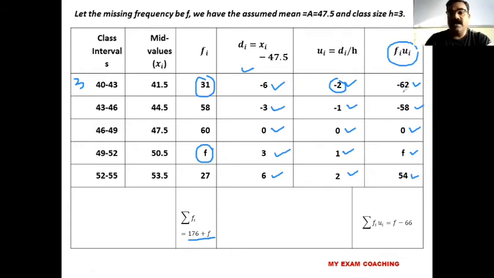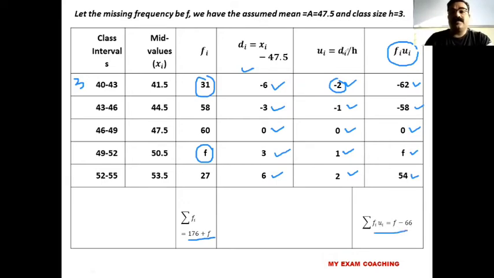Here we have minus 62 and minus 58. Here we have 54. So minus 58 and plus 54, we got minus 4. Minus 4 and minus 62, we got minus 66. And here 1f minus 66 is the total.